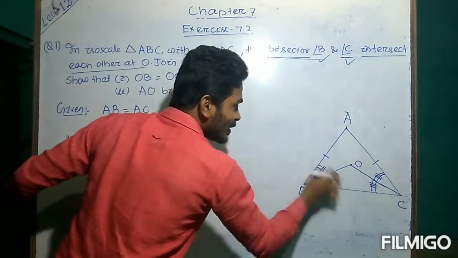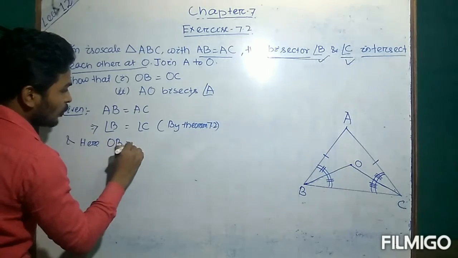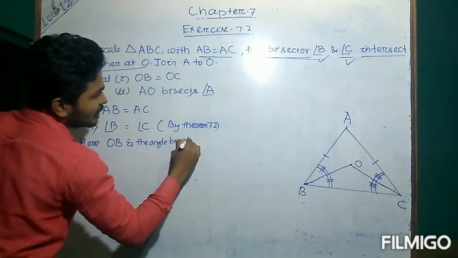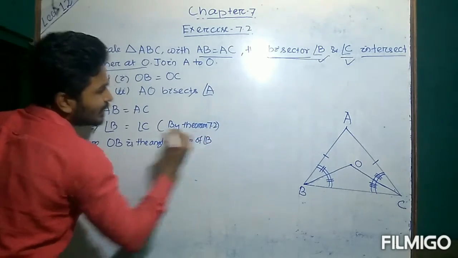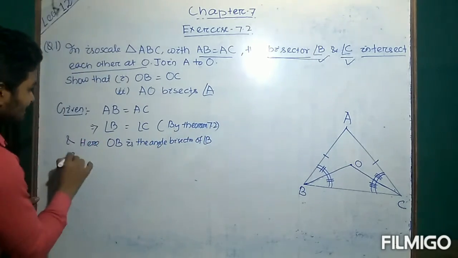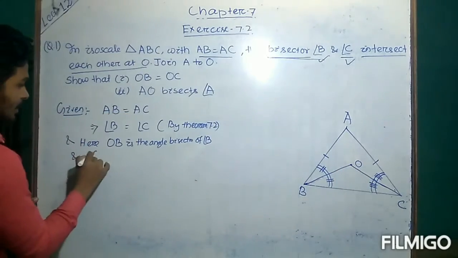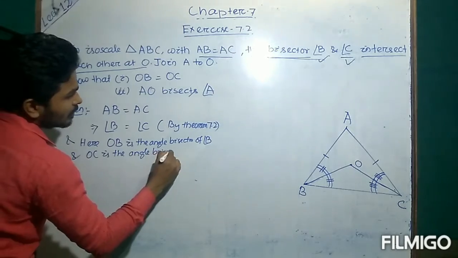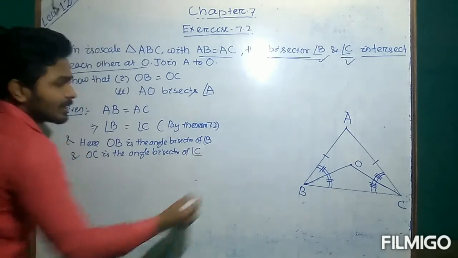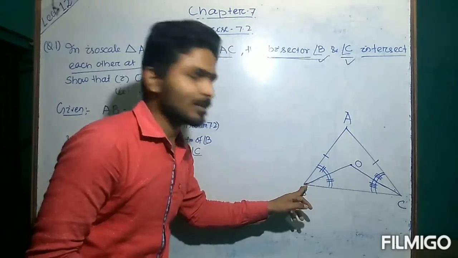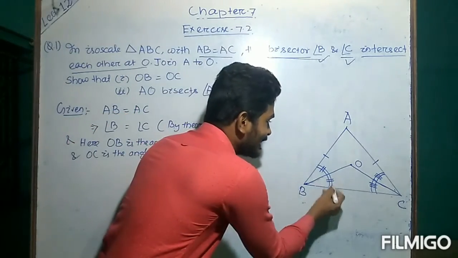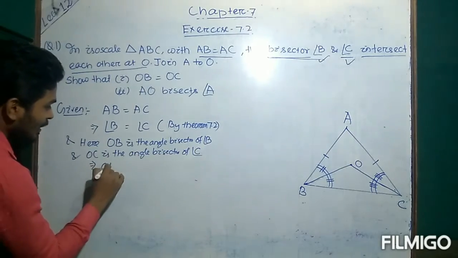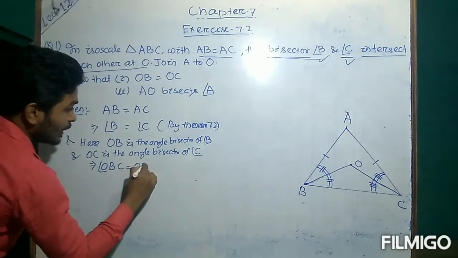OB is the angle bisector of B, and OC is the angle bisector of C. Clear? If OB is the angle bisector of B, then we can write that this angle, OBC, is equal to OBA. Implies OBC is equal to OBA. You have to write it.